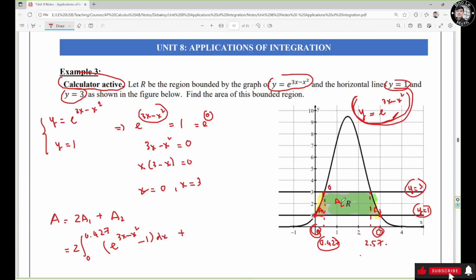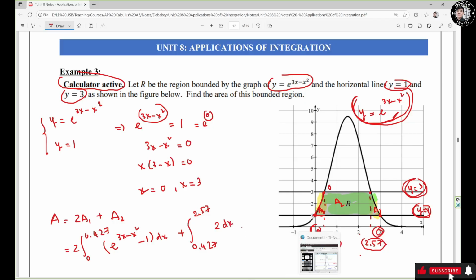Plus the middle one right here from 0.427 to 2.57. The upper one is y equals 3. The lower one is y equals 1. So 3 subtract 1 is going to be 2 ds.